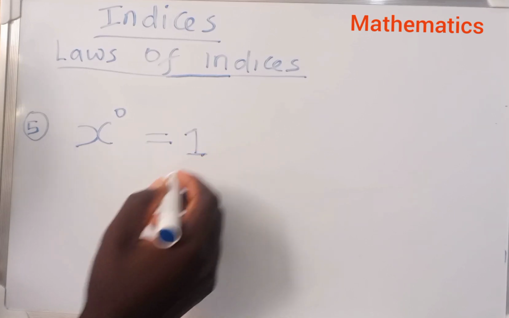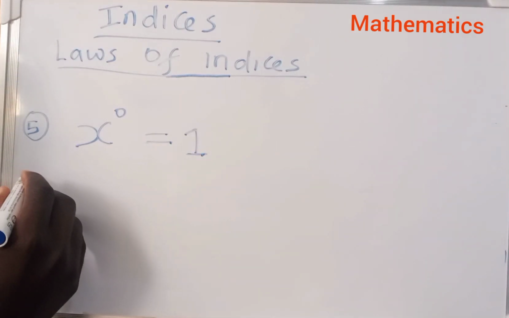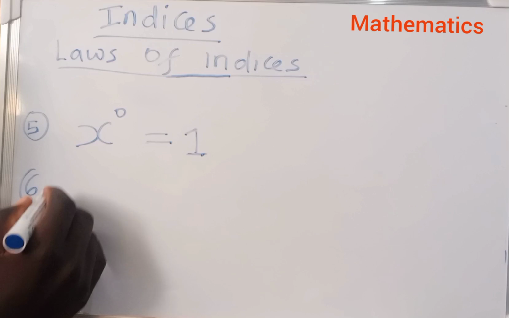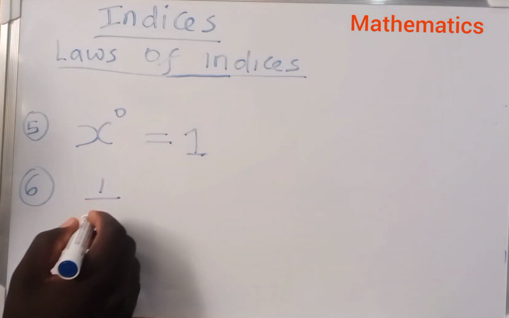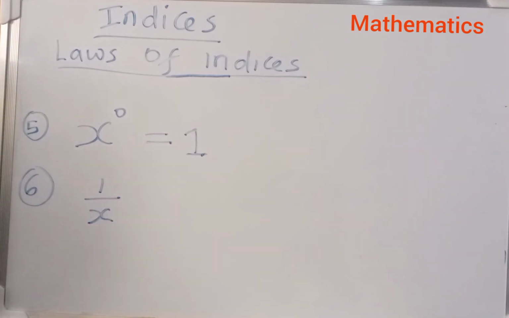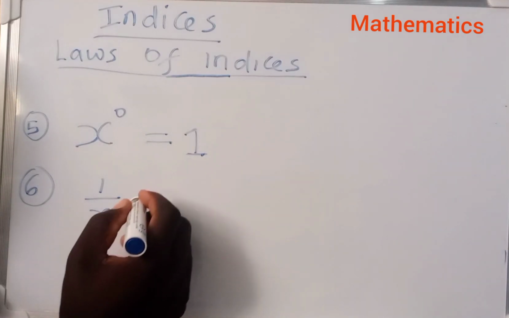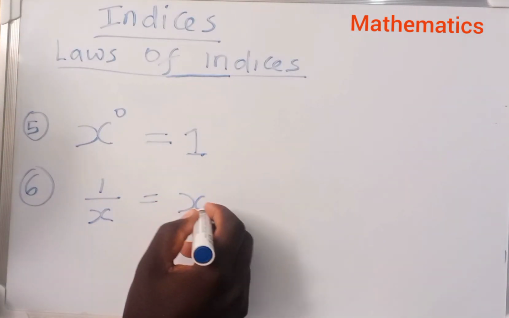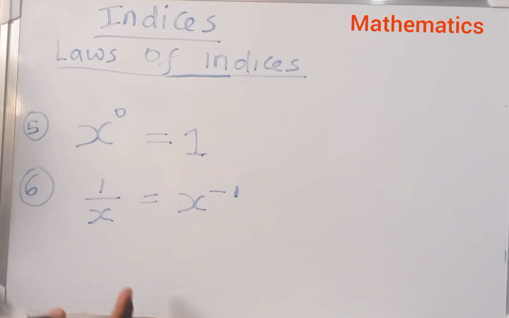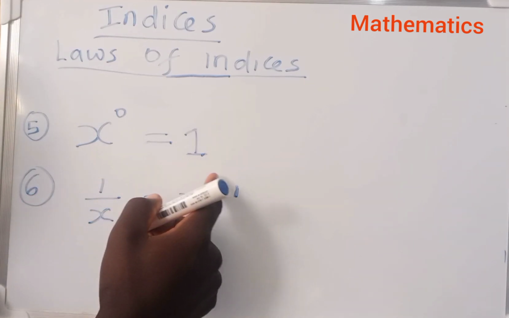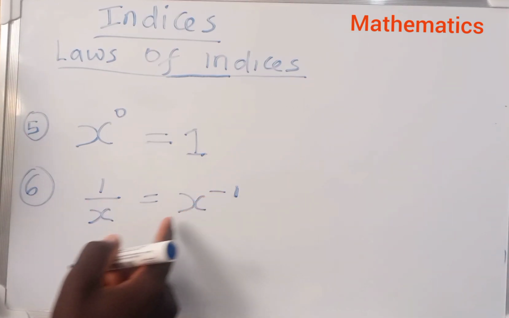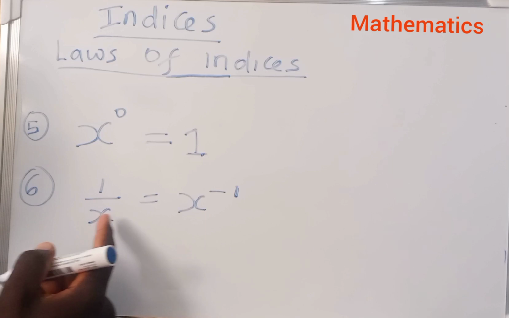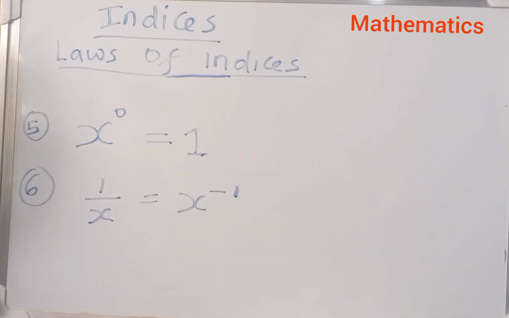Now, we have the sixth law of indices. The sixth law of indices is 1 over x. In this case, this is basically x raised to negative 1, because of the 1 over, we introduce a negative. So this is 1 over x, so it will be x raised to negative 1.